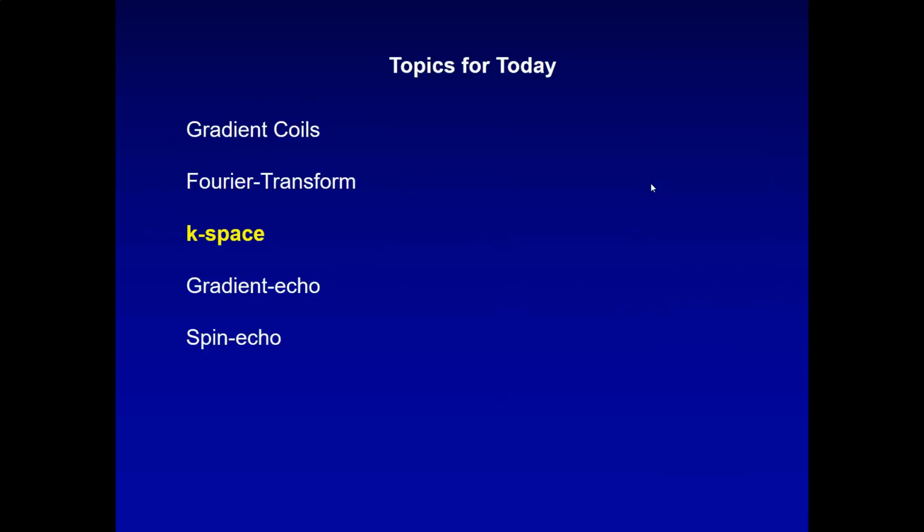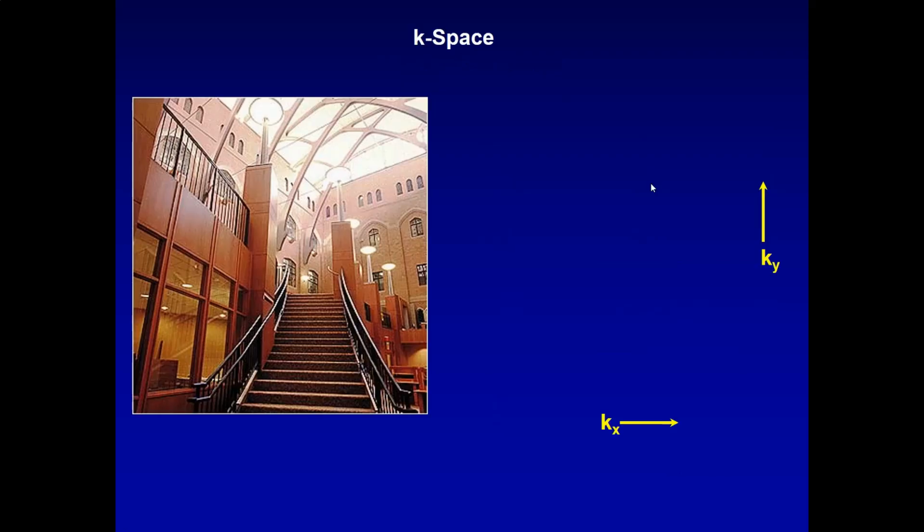All right, now I've introduced you to the idea of K-space. Let's talk some more about how information is distributed through K-space. This is a picture of the library at Yale. I chose it because it has some details. It has some big open spaces. It has some regularly spaced objects, these bars.